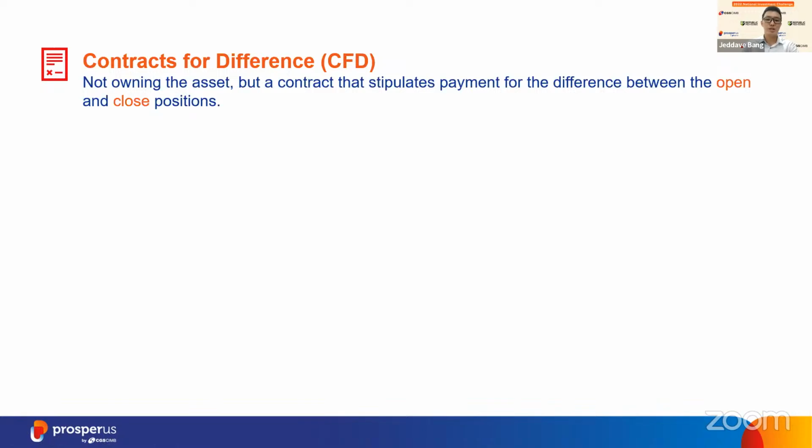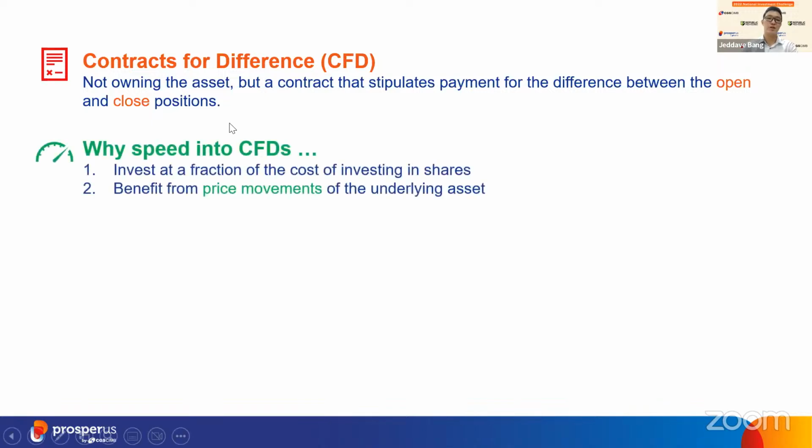Okay. So I understand that you guys have covered a bit of what CFDs are already. So right now, I'm just going to quickly run through with you again, as a reminder, what CFDs actually are. CFDs are not owning the asset, but a contract that stipulates the difference between the open and closed positions. So you don't own the actual asset itself. And why you would want to go into CFDs is that you can invest in CFDs at a fraction of the cost as compared to, let's say, shares, because it's leveraged. And you benefit from the price movements of the underlying asset. So if Apple moves up 5%, you still get the 5% move. If Apple moves down 2%, you will still get a 2% move.